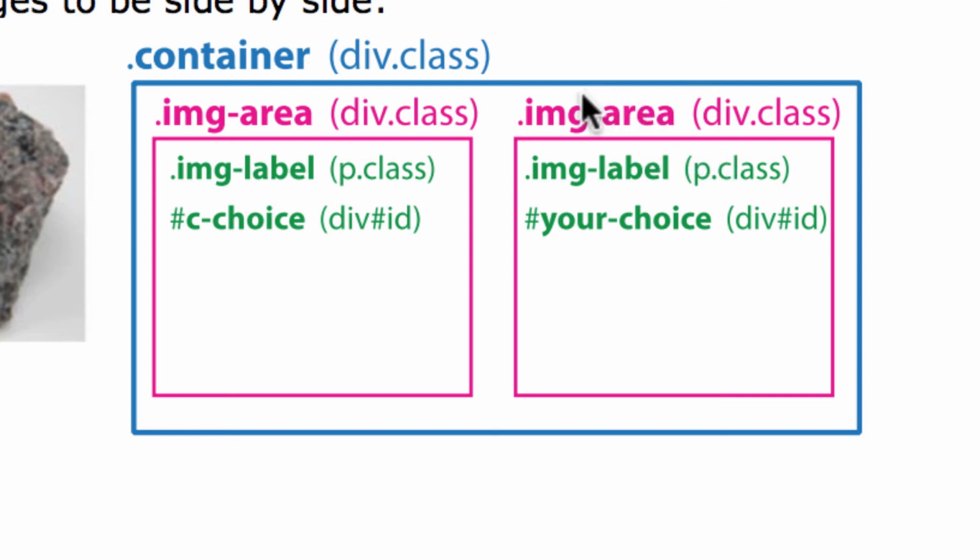So now what we have to do is copy the first one. We only did one. We're going to copy the second one and make sure it's inside the container, and it'll be exactly the same, except we'll have a different ID for your choice. There's a different picture going to be showing up there, so that'll be a little bit different. Everything else will be exactly the same.